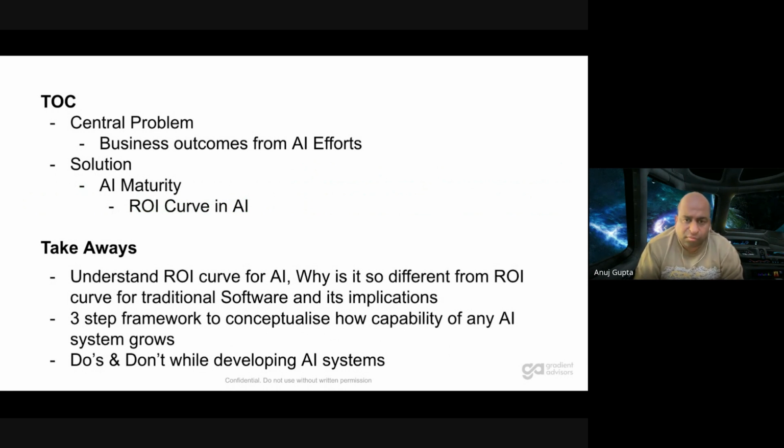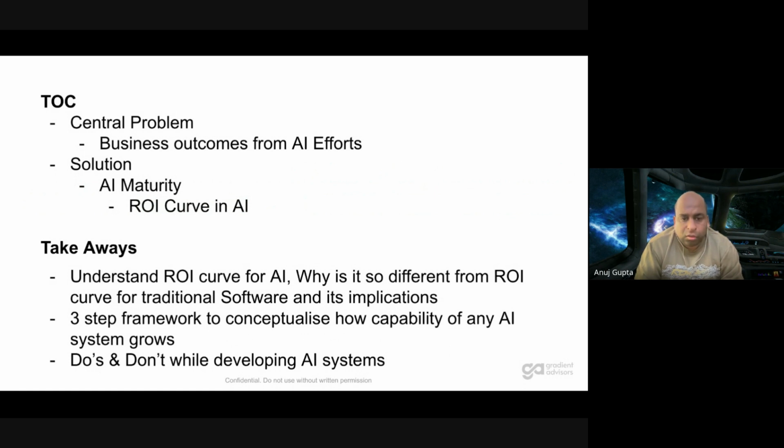We're going to look at the central problem statement. The central problem statement is every business wants to do AI, but a large part of those AI efforts never result in any business win or any business outcomes. The answer to that lies in the intersection of a couple of fundamental pillars. Within that, one of the key points is how the ROI curve, or the return on investment curve, of AI shapes up. Your key takeaway will be to understand, one, how this ROI curve in AI looks, and two, why it is so very different from traditional software development, and what the implications of this are.